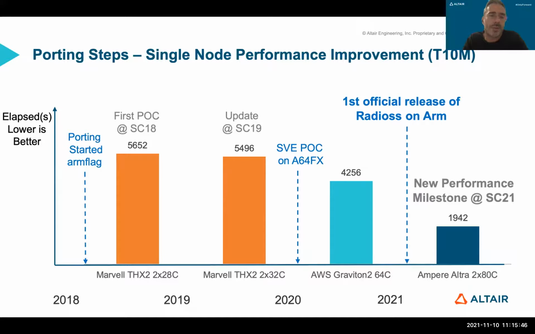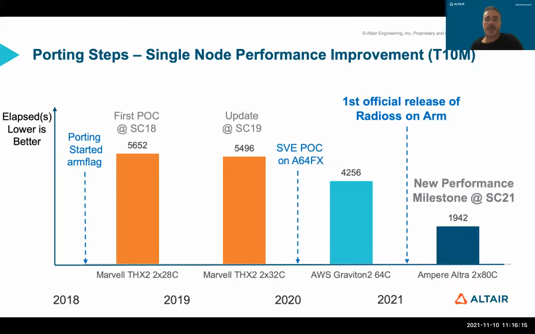It was a proof of concept, and we showed that the performance was correct with Marvel Thunder X2. And 1 year later, at SC19, it was, let's say, a moderate improvement, but the focus was more on the scalability tests that we were not able to address in the first year. So this is the present result of the scalability that I presented in the slide just earlier.